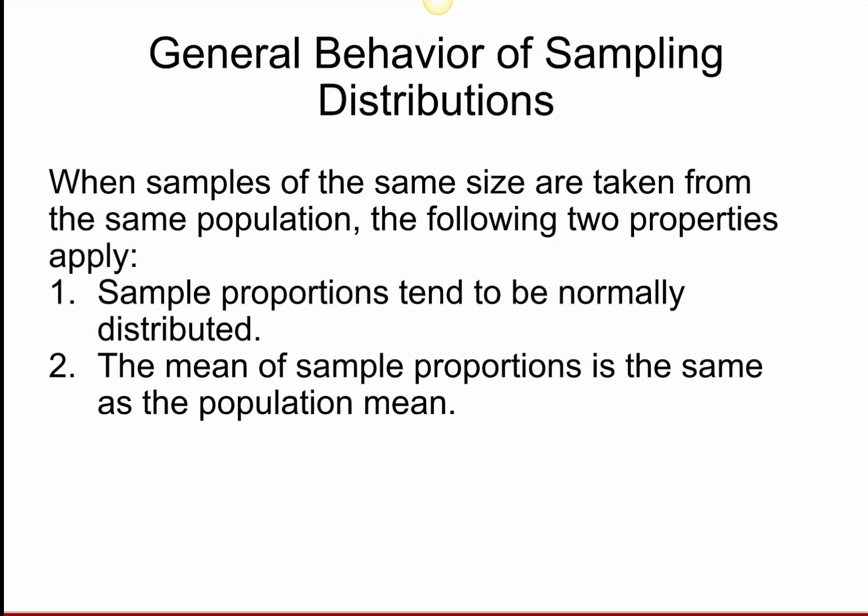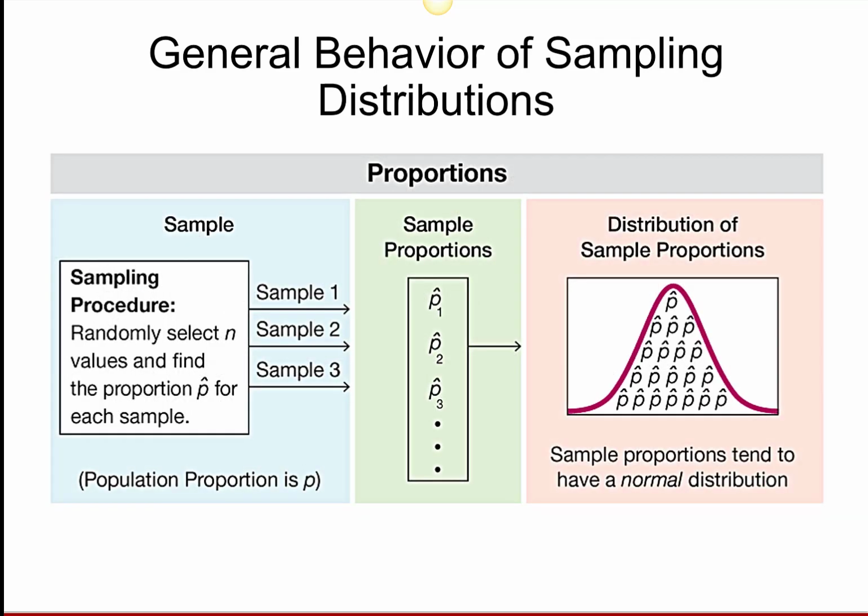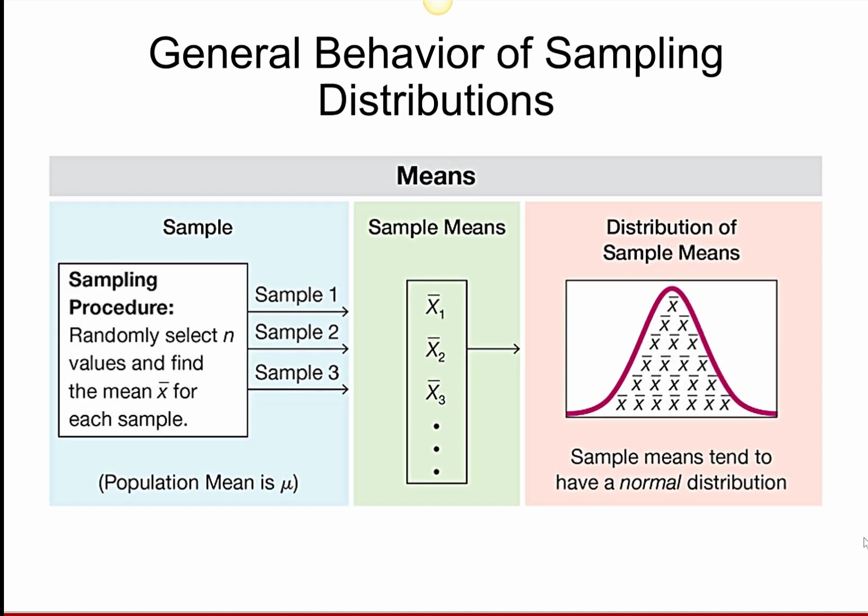When samples of the same size are taken from the same population, the following two properties apply. Sample proportions tend to be normally distributed, and the mean of sample proportions is the same as the population mean. And here's a little pictorial of what's happening when we do that. When we take multiple samples and then we form a histogram of the means of those samples, we'll see that it looks like a normal distribution. And that happens with sample means and also with proportions.